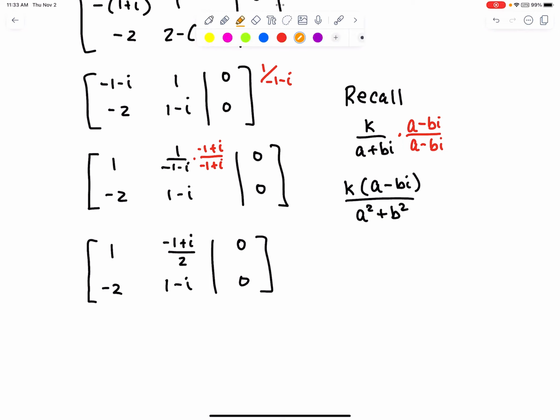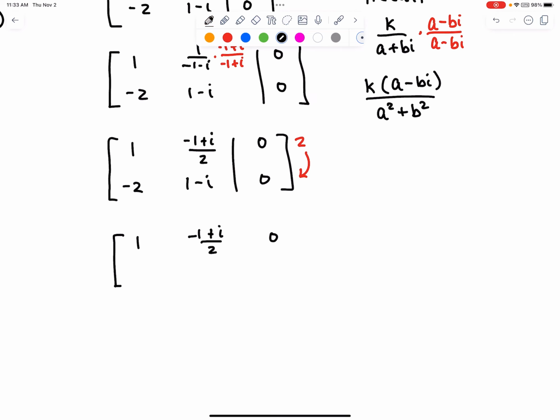Now that I've done this, my goal becomes to turn this entry here into a 0. So I will multiply the top row by 2 and add that to the bottom row. So 2 times 1 is 2, add to negative 2 will make the 0 that I want. And conveniently, we have negative 1 plus i over 2 times 2. So that will just become negative 1 plus i, and then add that to 1 minus i. And everything cancels, and we get 0 again. And then, of course, we'll get a 0 in the last position.